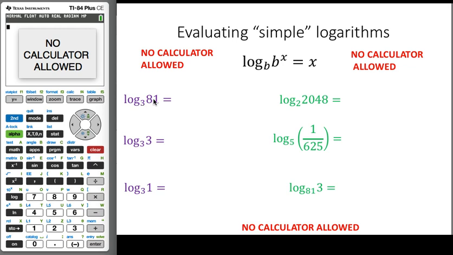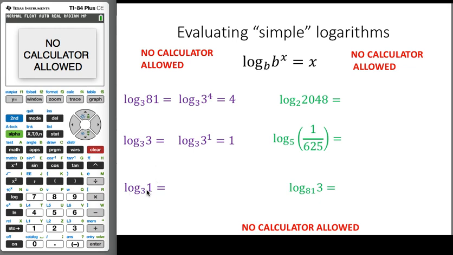Log base 3 of 81. 81 is 3 to the power 4, so that's 4. Now these two here are special cases you need to know. Log base 3 of 3. 3 is 3 to the power 1, so that's 1. Works for anything. Log base 10 of 10 is 1. Log base 17 of 17 is 1.